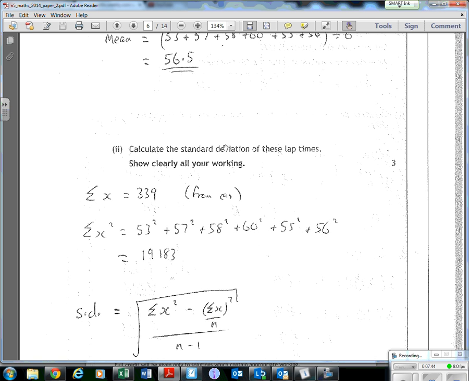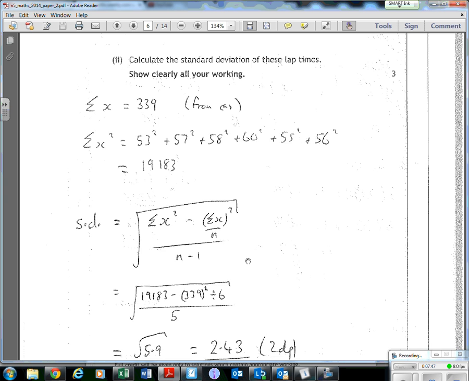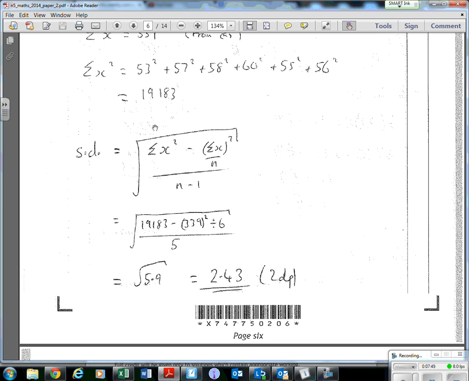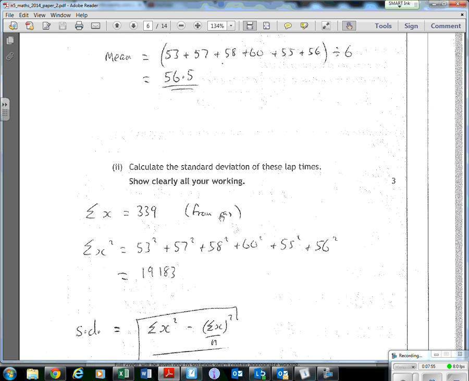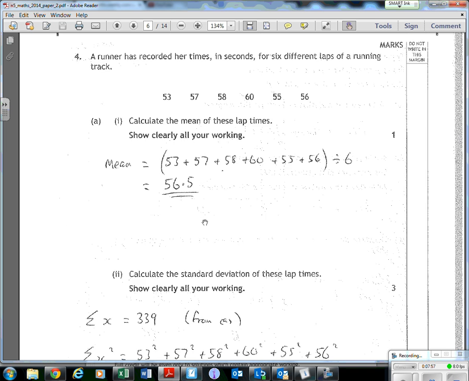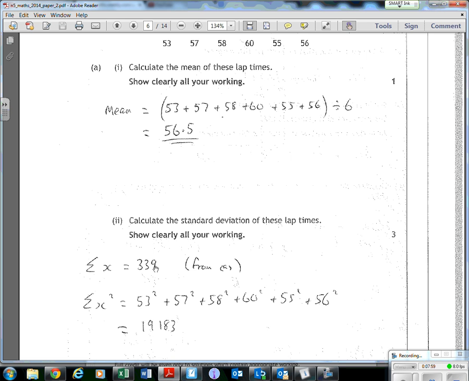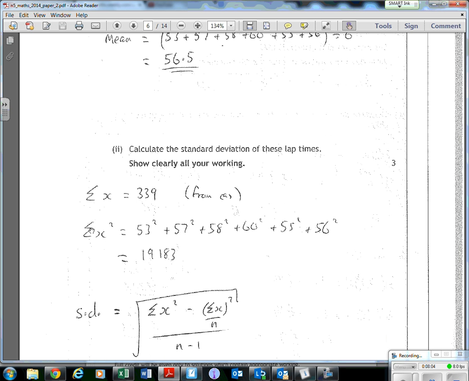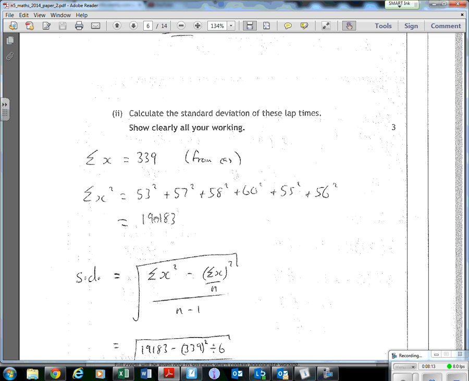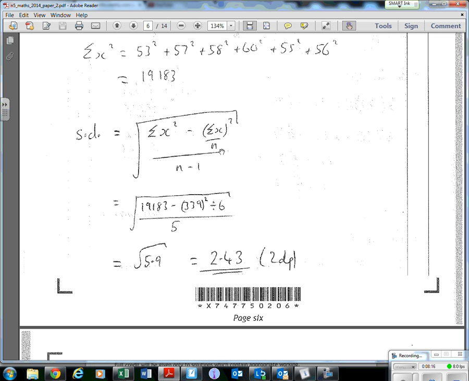Calculate the standard deviation of these lap times. So I use this version of the standard deviation formula with my classes. So we need sigma x, which is the sum of all of the values, which is 339. I've already worked it out here. Also need sigma x squared, which is the sum of all the values squared. So just type into your calculator 53 squared add 57 squared, etc. 19183. State the formula, substitute in the values here.